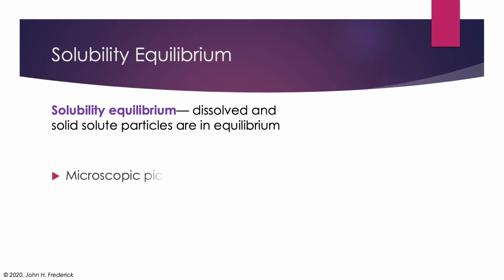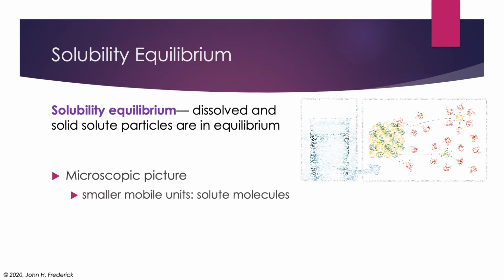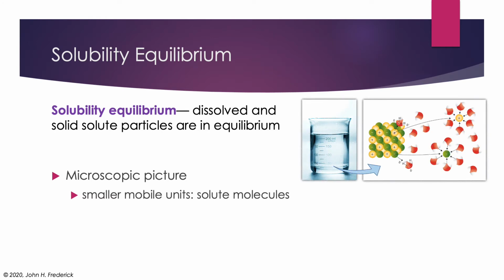So this leads to a certain kind of microscopic picture. And again, we're looking for features that indicate that this is a dynamic equilibrium. So we need smaller mobile units. And in this case, those smaller mobile units are the solute molecules themselves. So here's a cartoon that shows something about salt dissolving in water. And we can see that over time, the water molecules are picking off one ion at a time and surrounding it into a solvent shell. And that's the process of dissolving that's taking place.